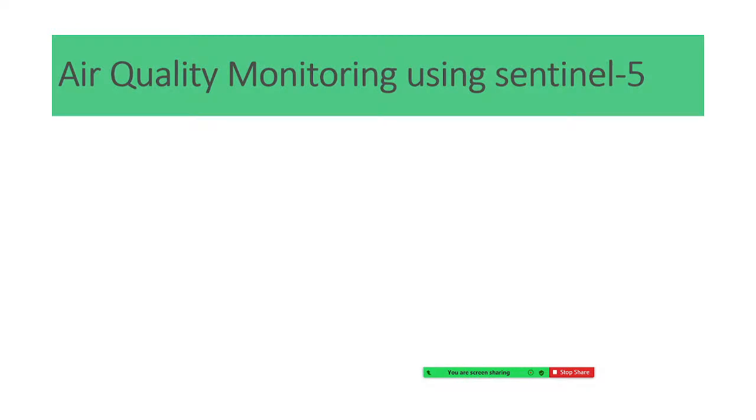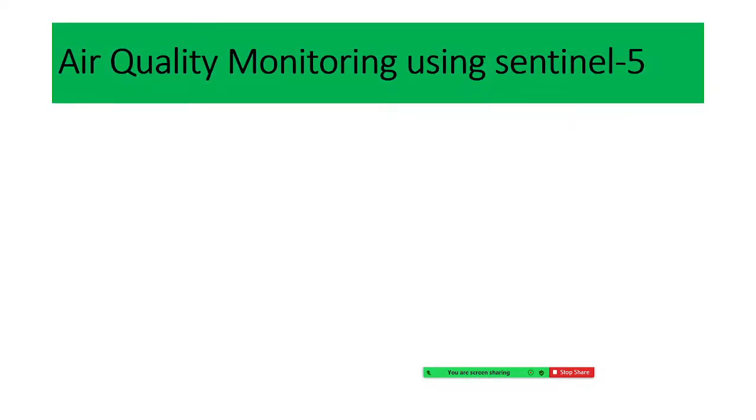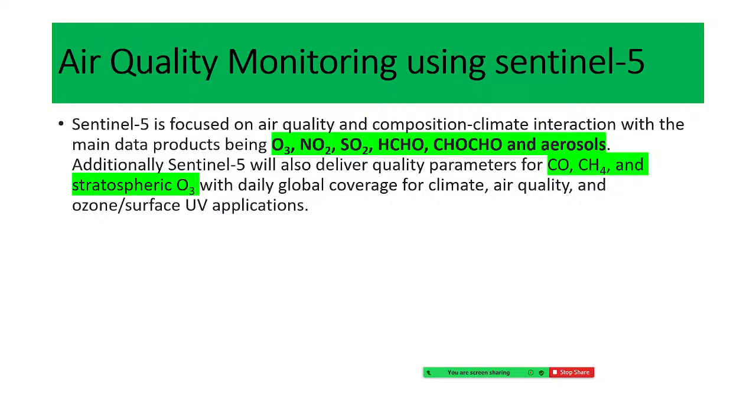First of all, air quality monitoring. When you want to observe air quality parameters, we move to the Sentinel-5 satellite imagery. This Sentinel-5 satellite was launched in the year 2017, and it mainly focuses on the observation of different types of air quality data, which we can easily access. Sentinel-5 is mainly focused on air quality and the composition of climate interaction, with the main data products: ozone, nitrogen oxide, formaldehyde, aerosol, carbon monoxide, methane. We can easily observe these from this sensor.